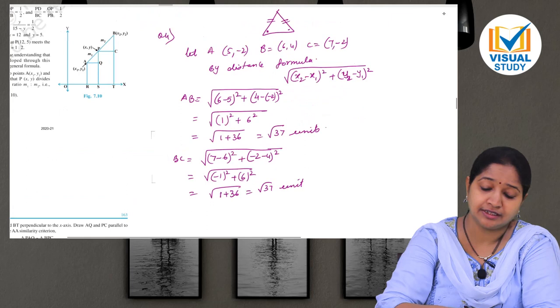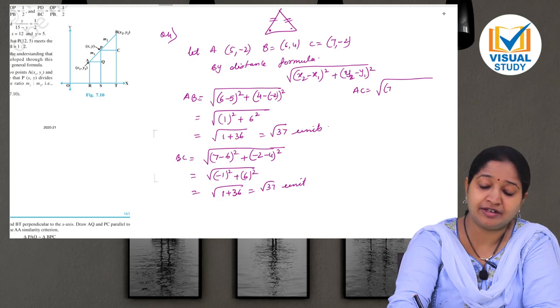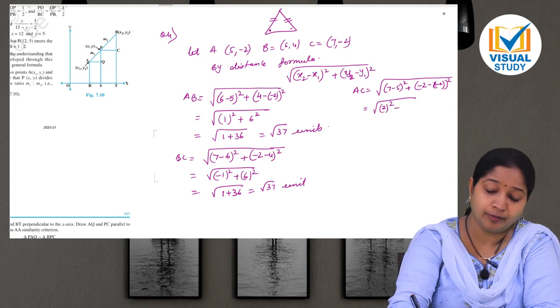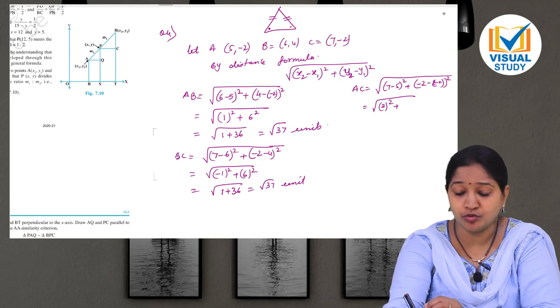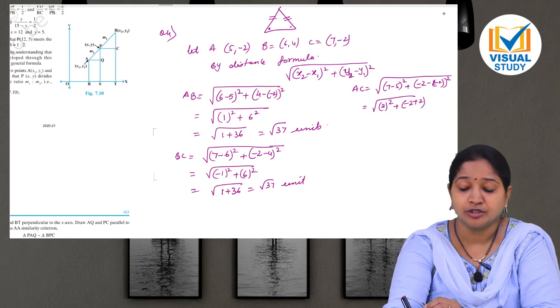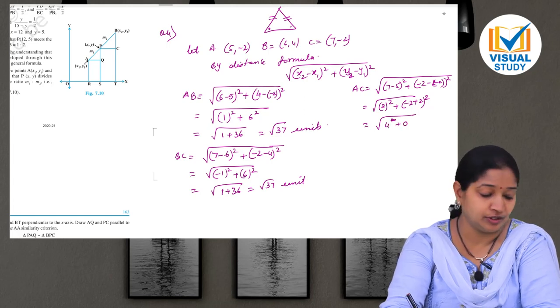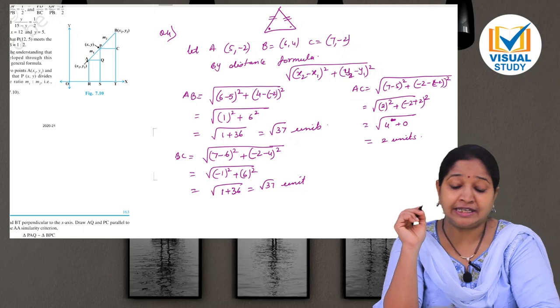Now what we have to find out is AC. AC is what? (7 minus 5) whole square plus (minus 2 minus minus 2) whole square. This is 2 square plus (minus 2 plus 2) raised to 2, and you get 4 plus 0, and that is 2 units. Okay, so your AC is 2.